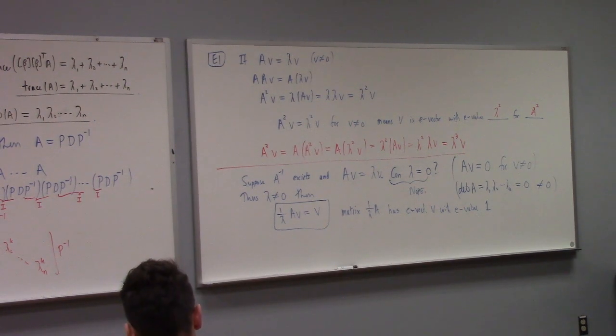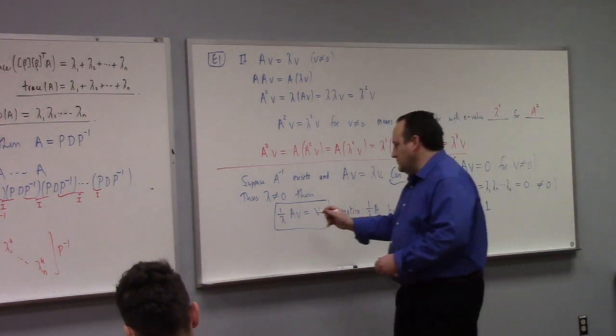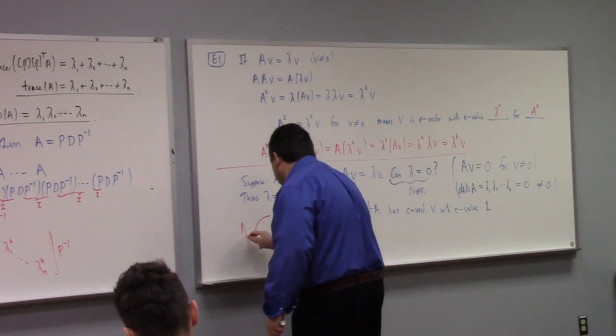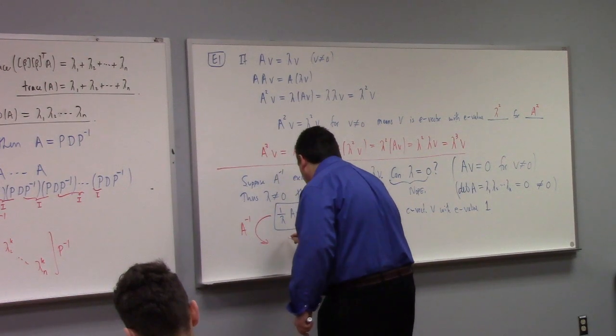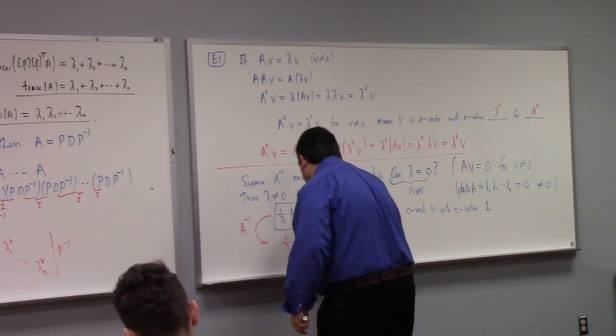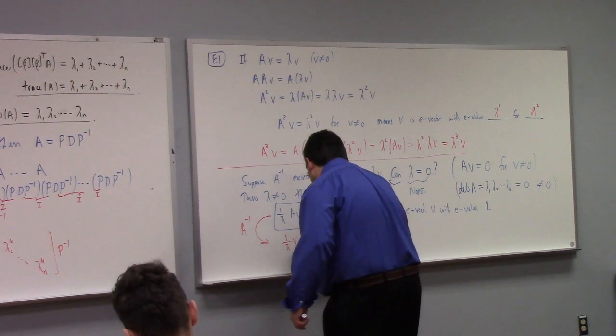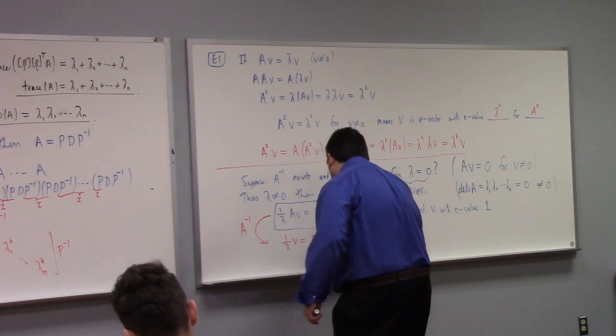Next step. Multiply that equation by A inverse. What happens? If we multiply by A inverse, we have 1 over lambda. A inverse times A is just the identity, right? So we just get V is A inverse V, right?